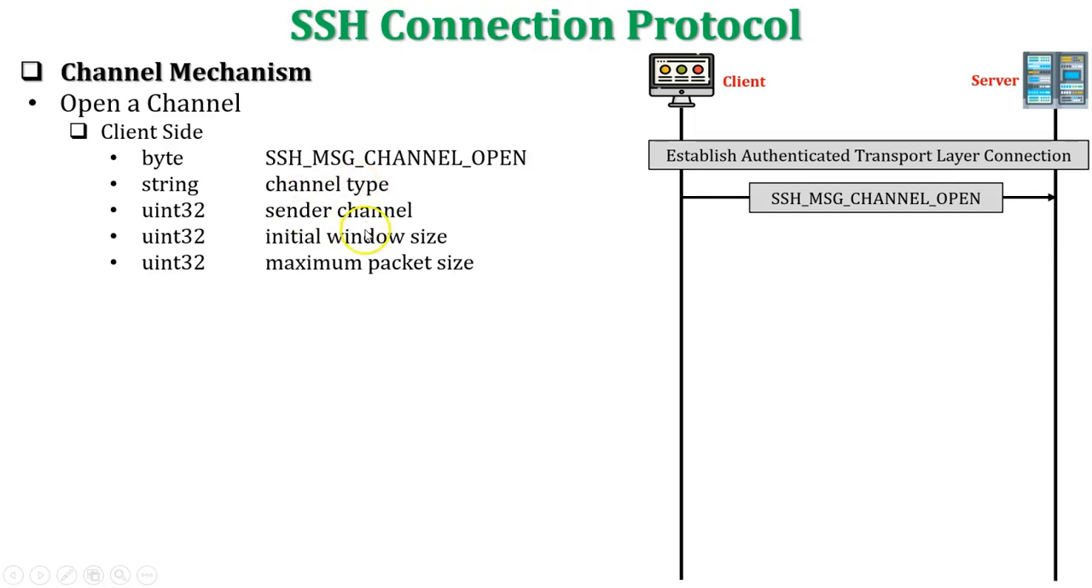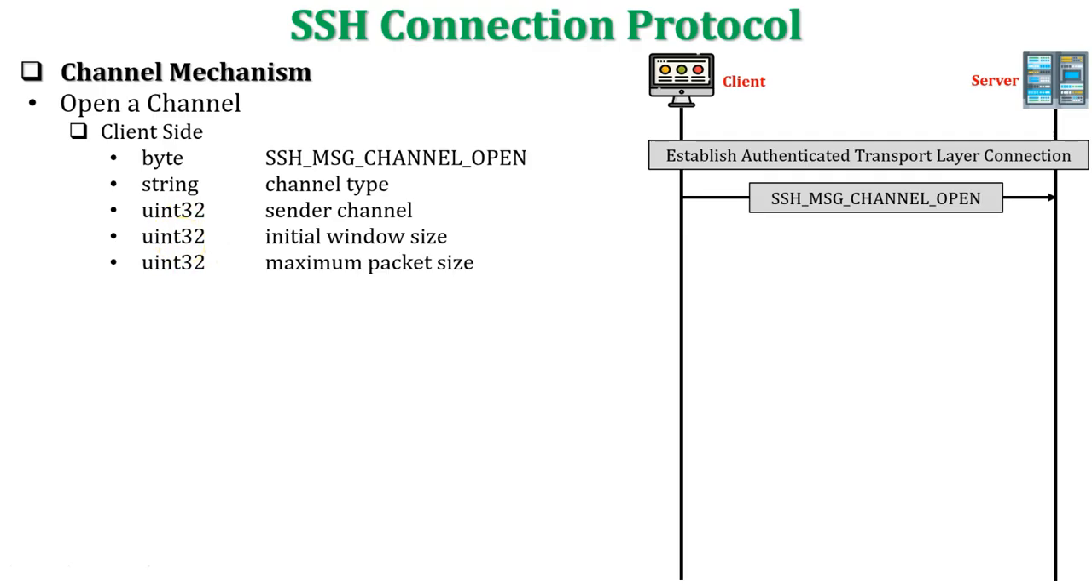The second element is sender channel. It indicates the local channel number. It is given by the client. The next element is initial window size. It indicates how many bytes of channel data can be sent to the sender of this message without adjusting the window size. And the last element is maximum packet size. It indicates the maximum size of an individual data packet. In this message format, the last three elements show UINT32. It means unsigned 32-bit integer.